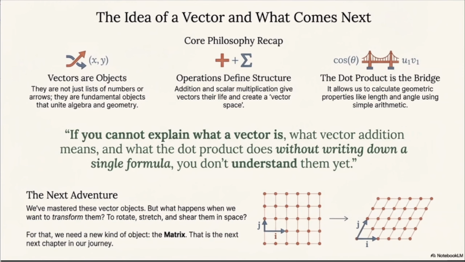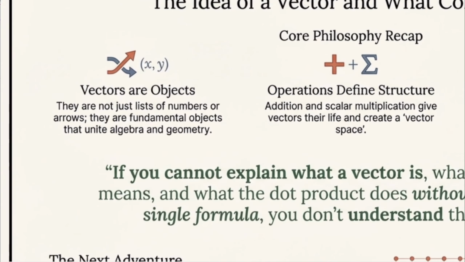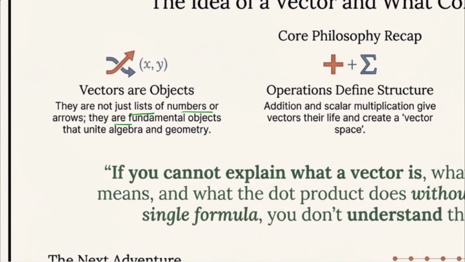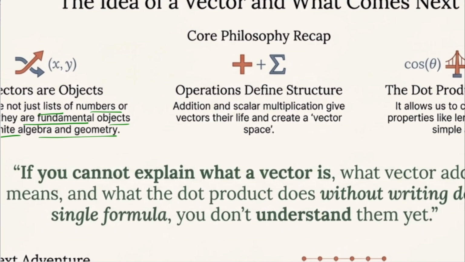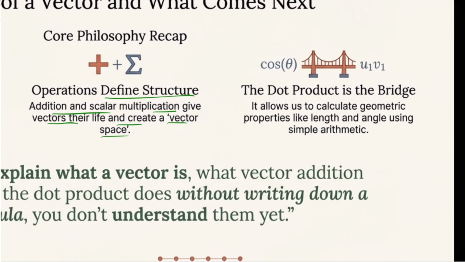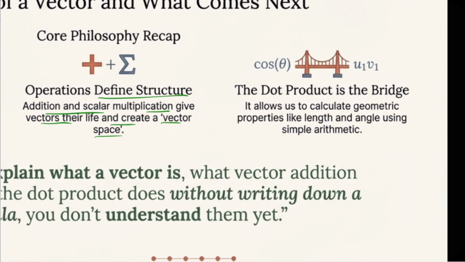So, the idea of a vector and what comes next. Again, vectors are objects. They are not just lists of numbers or arrows. They are fundamental objects that unite algebra and geometry. We talked about it. Then we had the operations. These operations define the structure: addition and scalar multiplication give vectors their life and create a vector space. We talked about it. Then we had the dot product with cosine of theta, which is a bridge between algebra and geometry. It allows us to calculate geometric properties like length and angle using just simple arithmetic.